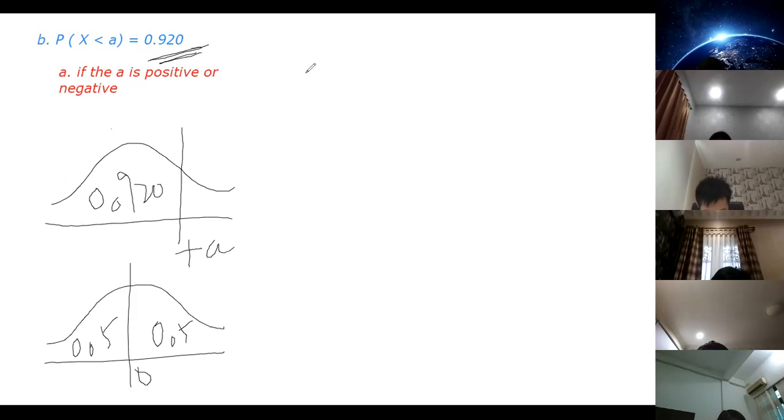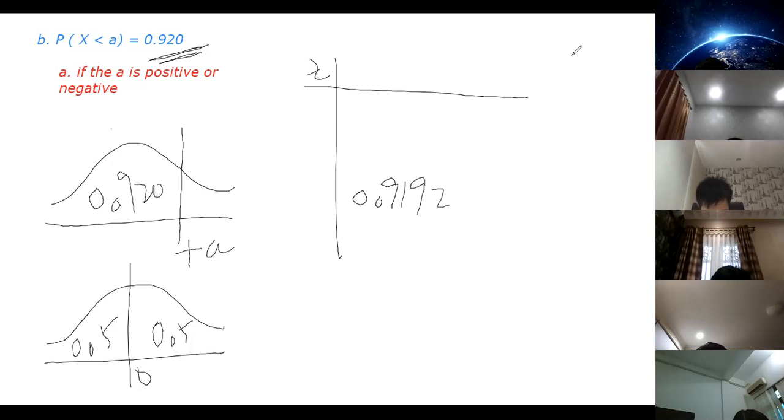Okay, so once we have understood that the a has to be positive, we can go to the table. So the next step is we should find the closest, or if there is, the exact value 0.920. But there is no 0.920. The closest value that we have is 0.9192. You can have the value if you refer to 1.4, and here is 0. So that is the closest.